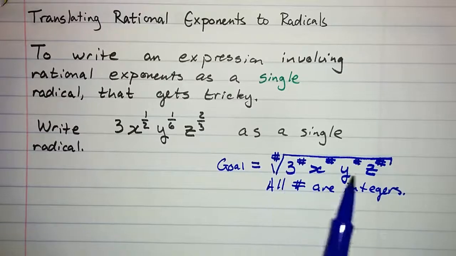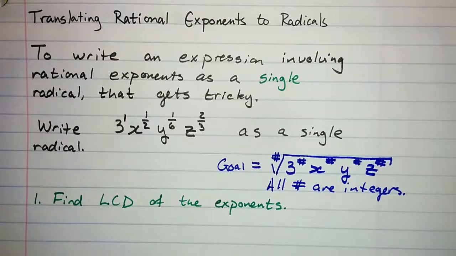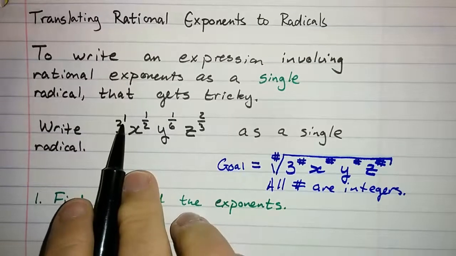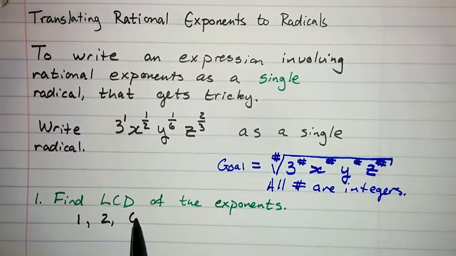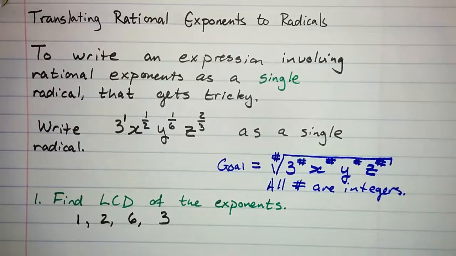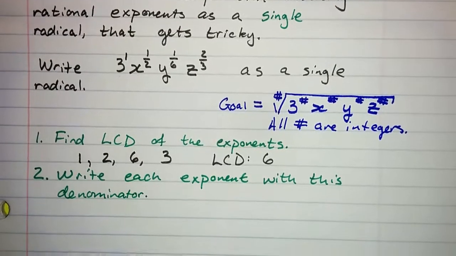So in order to get all of these powers to be integers, I think I'm going to need to get a common denominator. So my first move is to find the least common denominator of the exponents. So my denominators, 3 is just 3 to the first power. So I have a 1, a 2, a 6, and a 3. I think the least common multiple of these four numbers is 6. And now I want to write each exponent with this denominator.